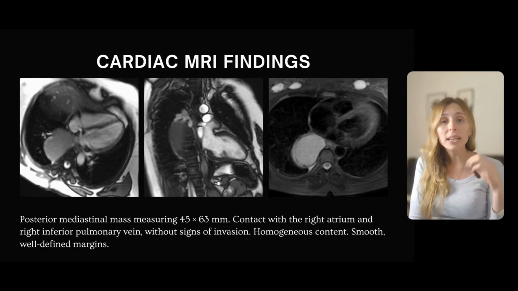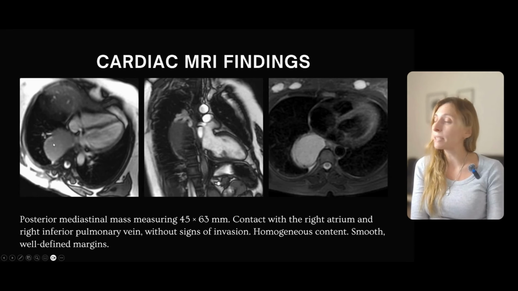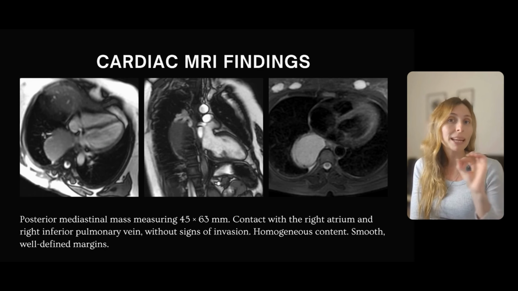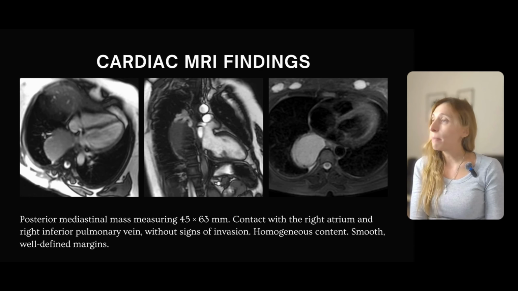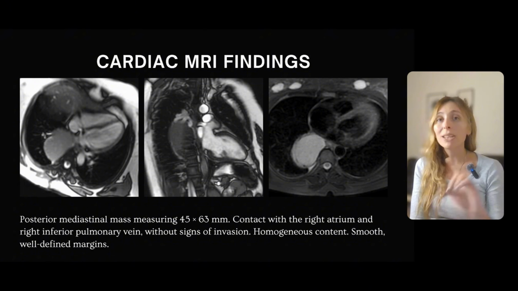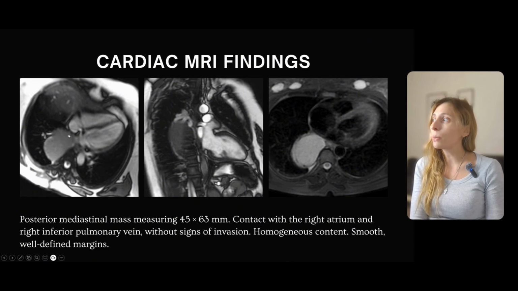The initial study was a cardiac MRI, which revealed a posterior mediastinal mass measuring 45 by 63 millimeters. The mass was in contact with the right atrium and also the left atrium, but showed no signs of invasion. The content of the lesion was homogeneous with smooth and well-defined margins.